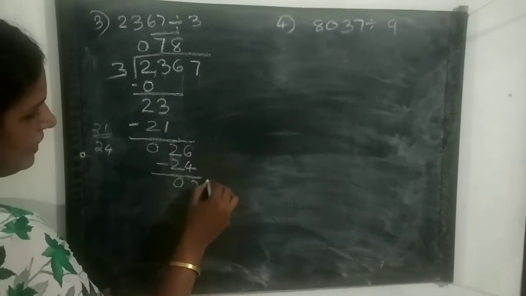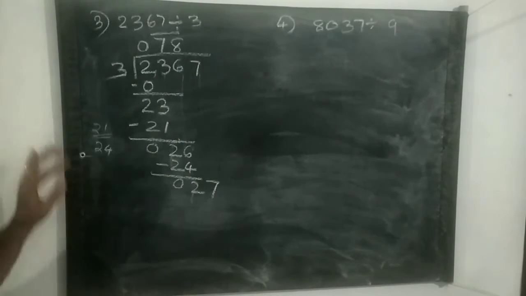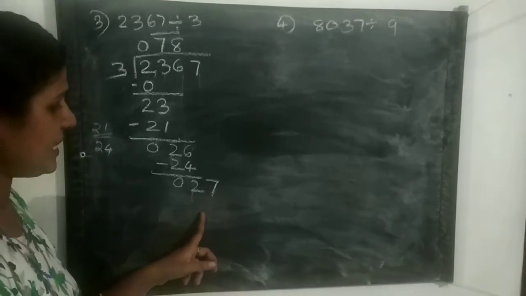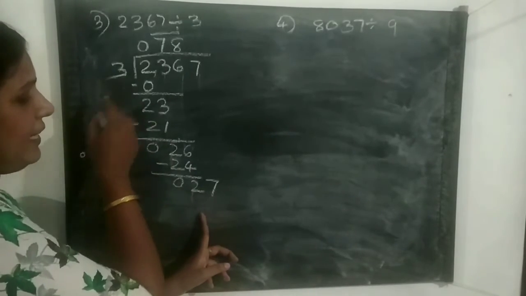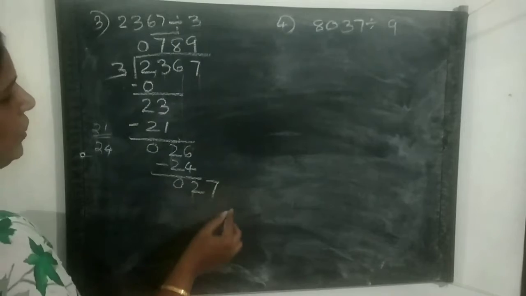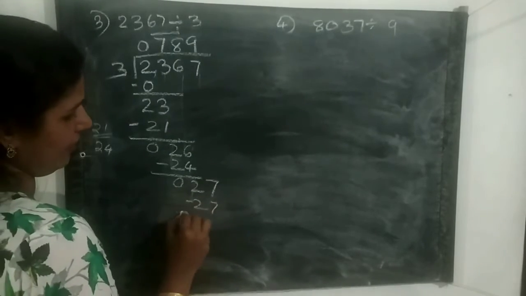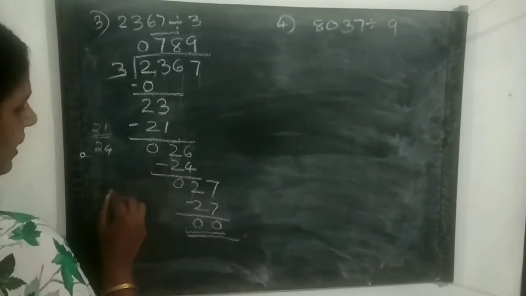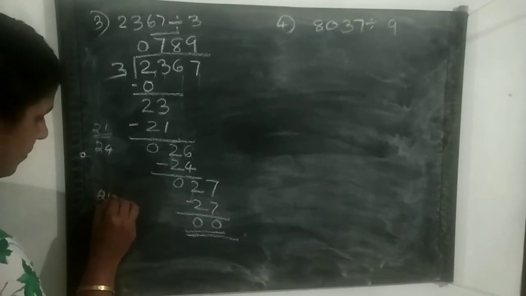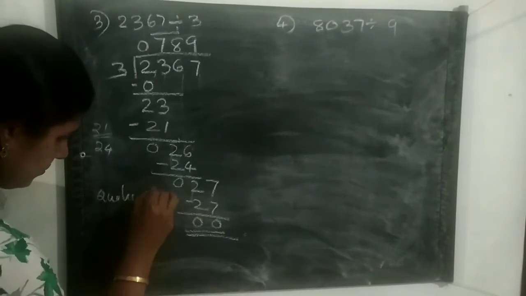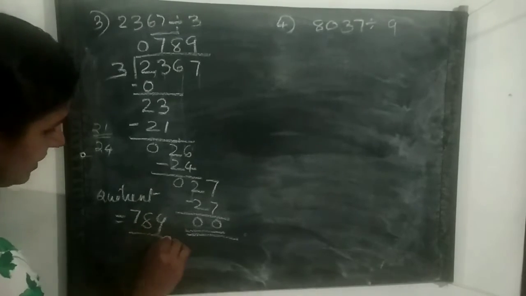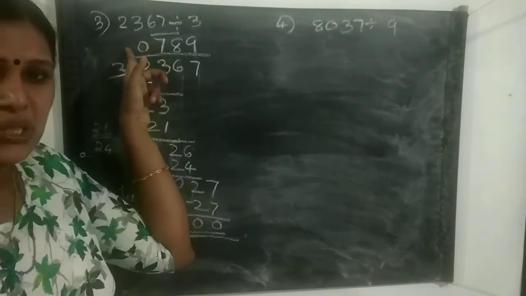The next step is 7. And how many times does this 3 go into this 27? That is 9 3s are 27. So 7 minus 7 is 0. 2 minus 2 is 0. So we get as quotient 0789. This 0 is no need to read.